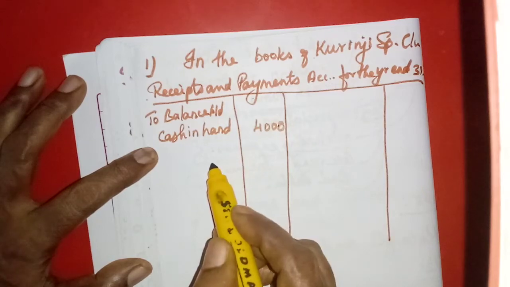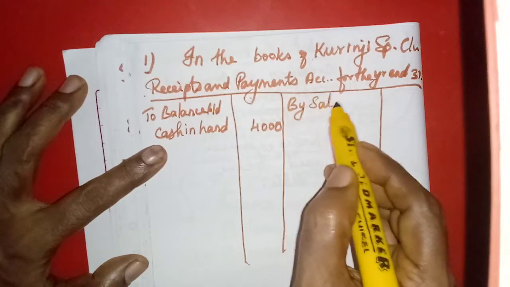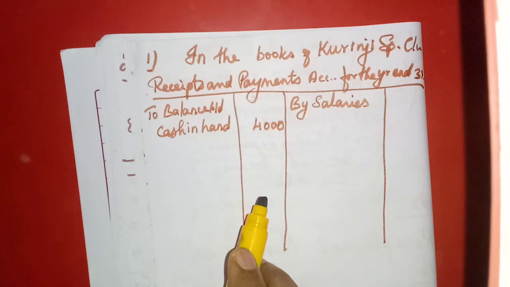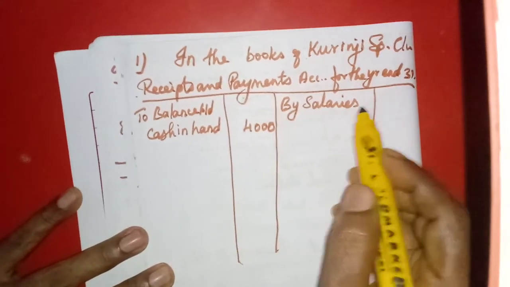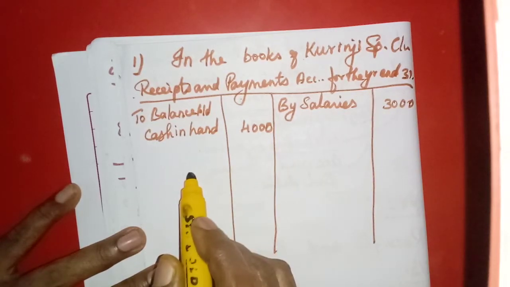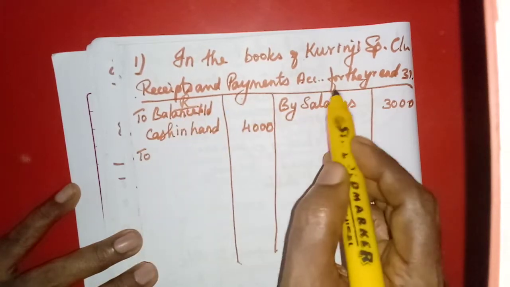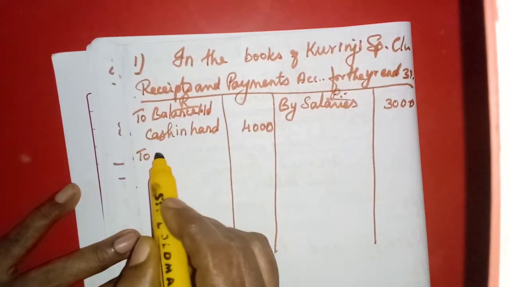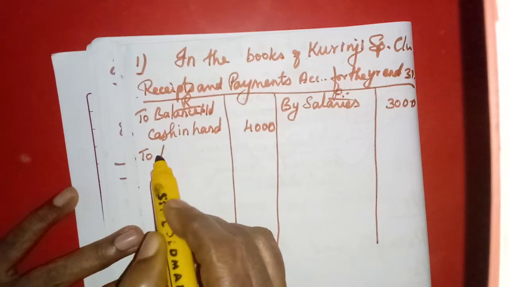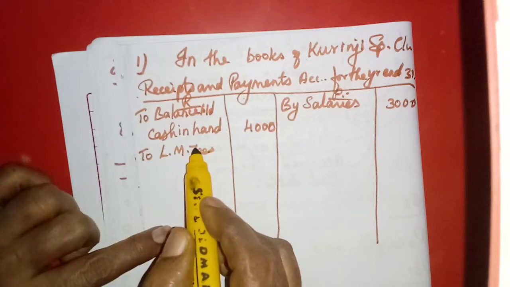Then salaries paid. So this one by salaries. You can write salaries paid also, and simply salaries also you can write 3,000. Life membership fee received. So receipt. So here we should write a receipt, here we should write payment in the column. To life membership fees, 10,000.